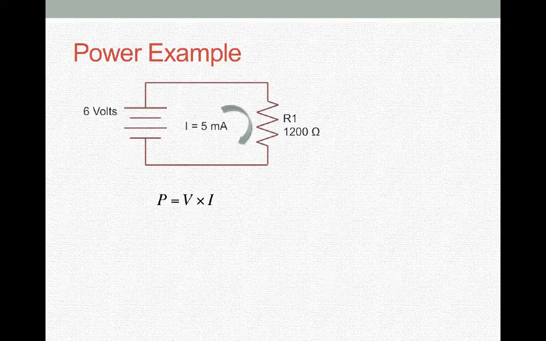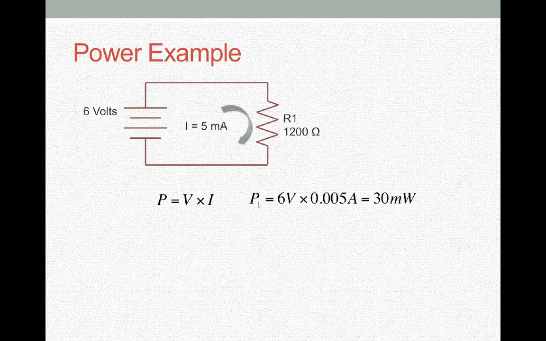So let's do a power example. Again, power is equal to voltage times current. Here we know that we have a 6-volt battery giving us a 5 milliamp current across a 1200 ohm resistor. So let's calculate the power. The power across the resistor is equal to the voltage drop, 6 volts, times the current, which is 0.005 amps, which gives us 30 milliwatts of power.